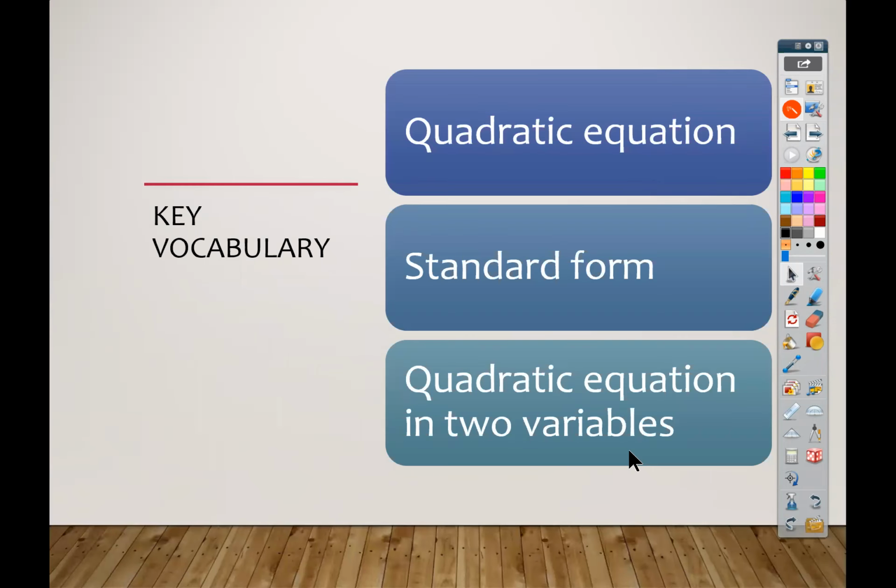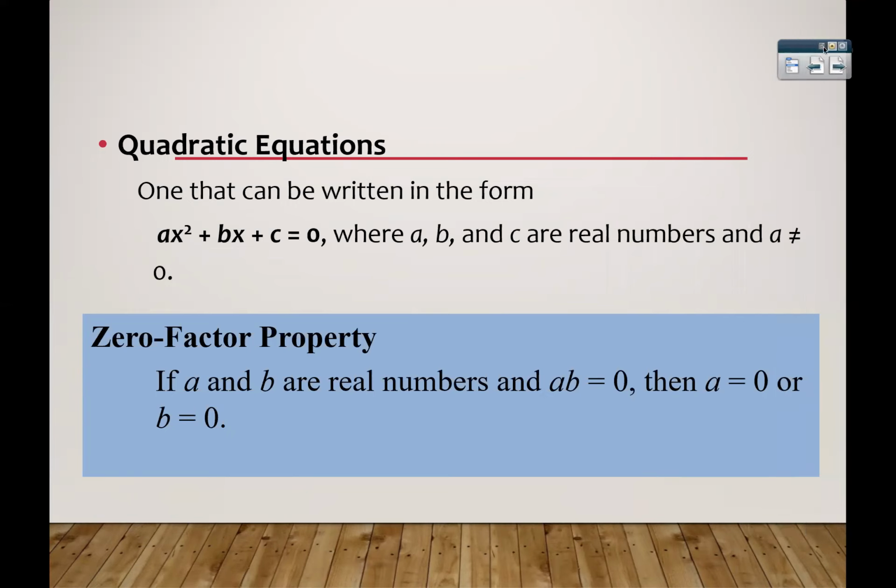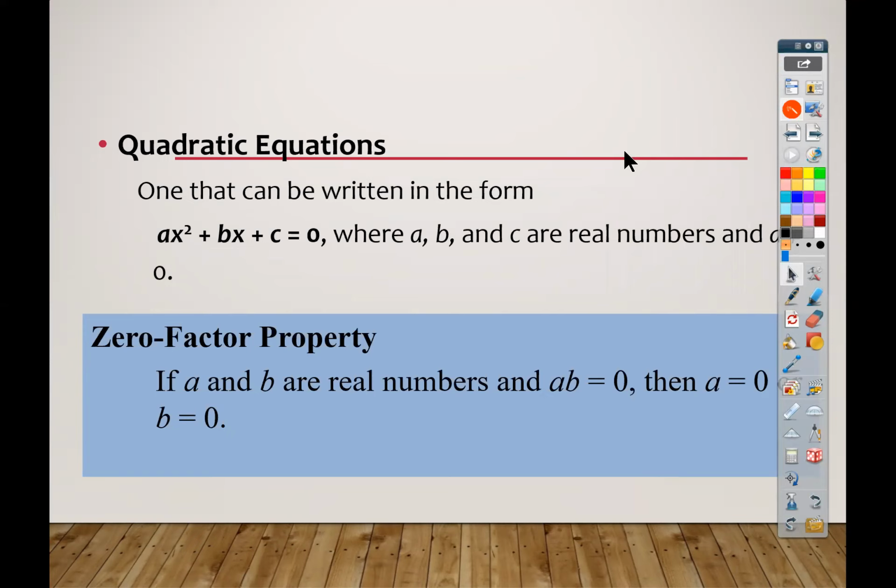So the key vocabulary is quadratic equation, standard form, quadratic equation, and 2 variables. Quadratic equations can be written in the form ax squared plus bx plus c equals 0, where a, b, and c are real numbers, and a does not equal 0. The zero factor property: if a and b are real numbers and a times b equals 0, then either a equals 0 or b equals 0.